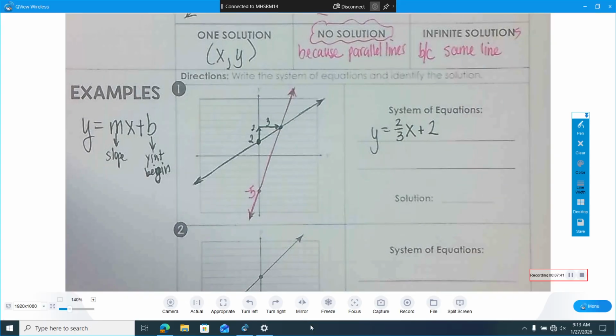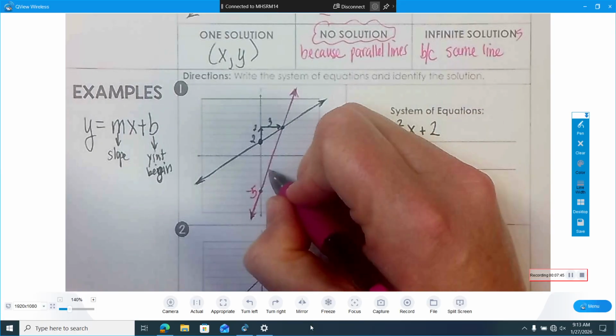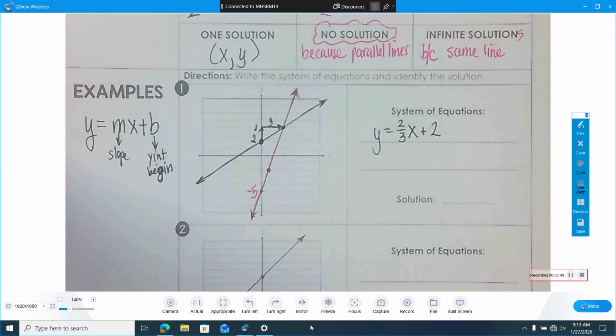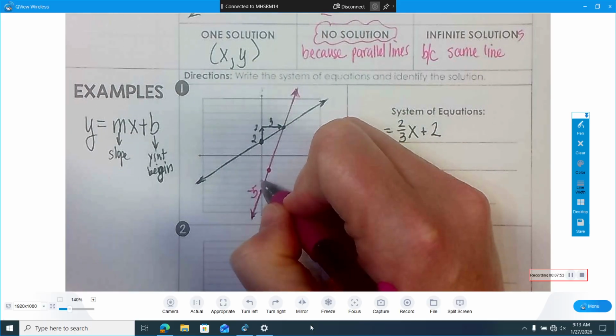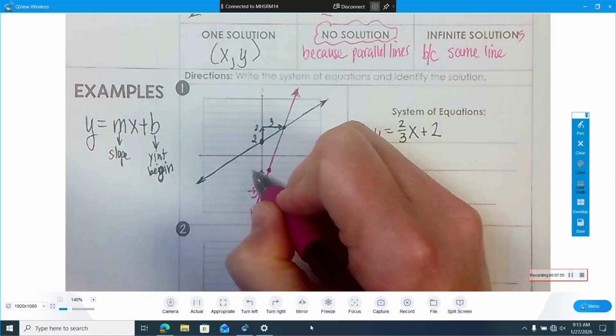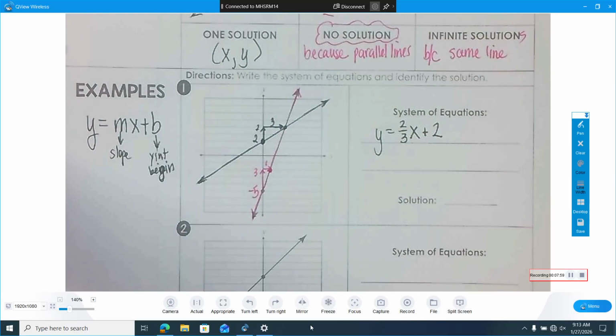And again, I need to figure out the slope here. Oh, you know what? I don't want to go all the way to that point. Look, it crosses real nice right there. So let's try to get to that point. How many up is that? 3 up and over 1.